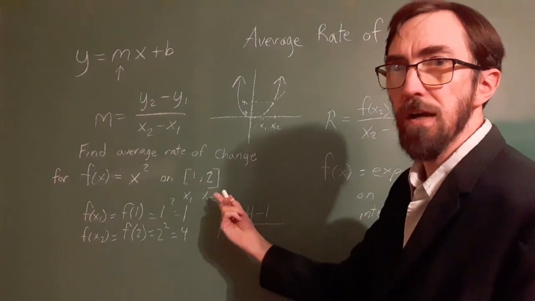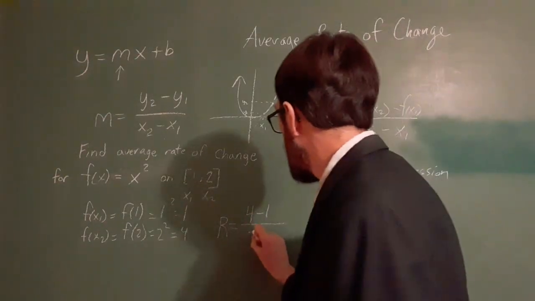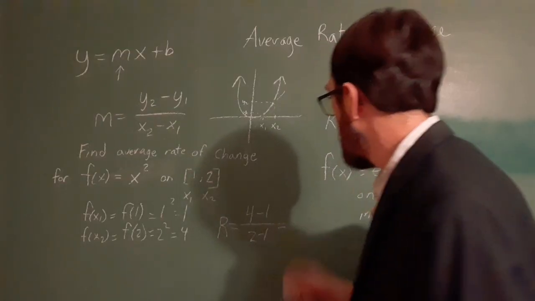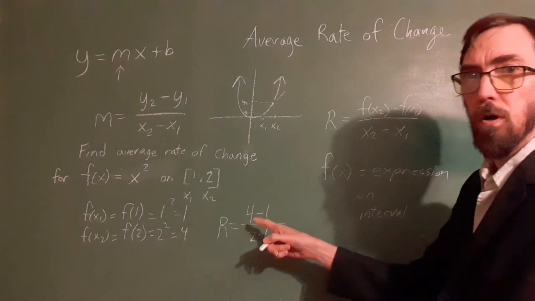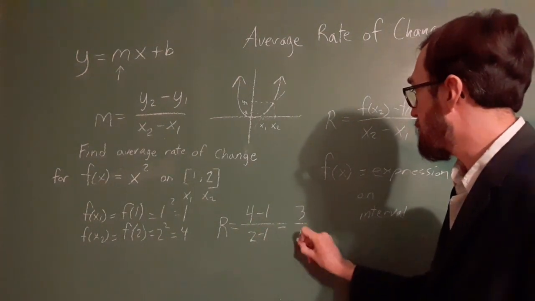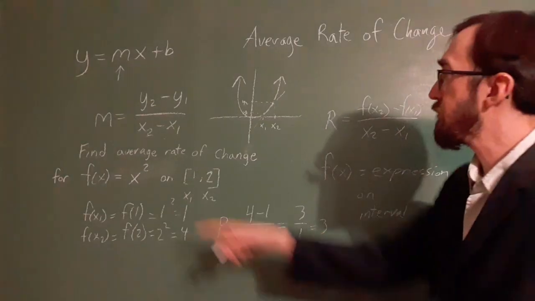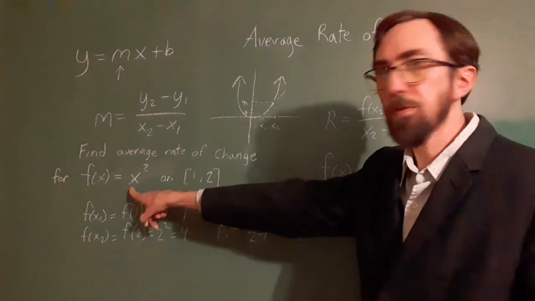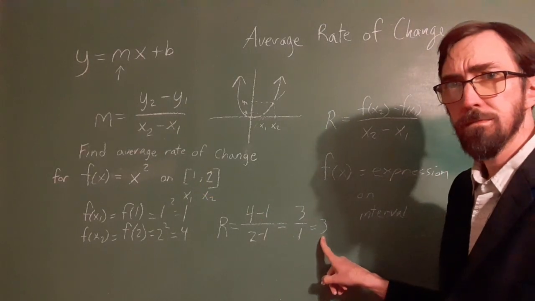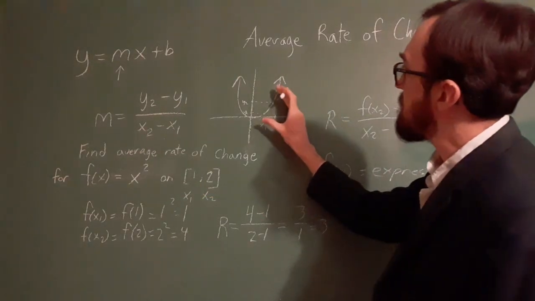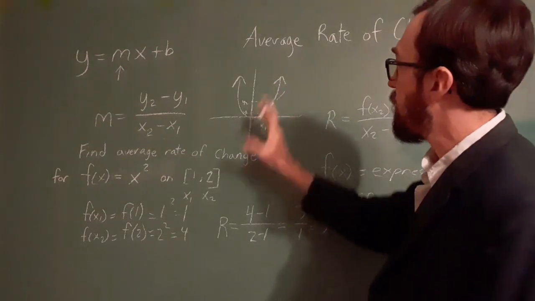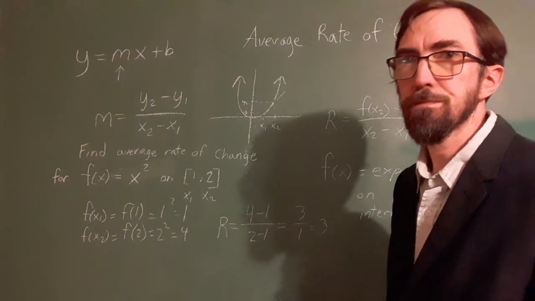Again, these are the x values that we're going to be using. 4 minus 1 is 3. 2 minus 1 is 1. So the average rate of change for this parabola on this interval is 3. If we look at this picture in here, that's approximately a slope of 3 for a line that's passing in that area.